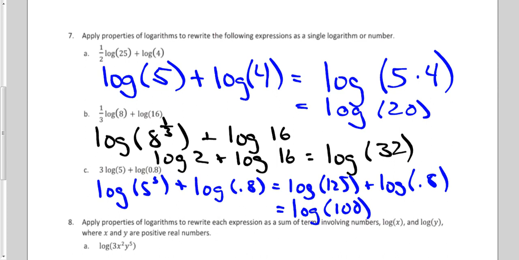Can I simplify that further? What's the base of log? 10. 10 to what power gets me 100? 2. 10 to what power gets me 2? Yeah. Yep.